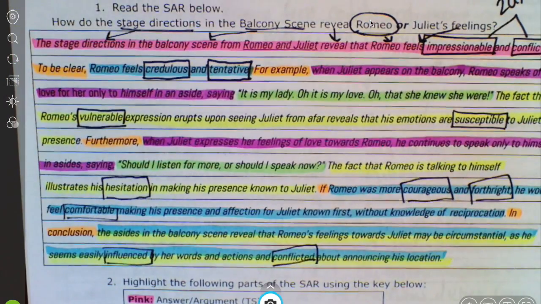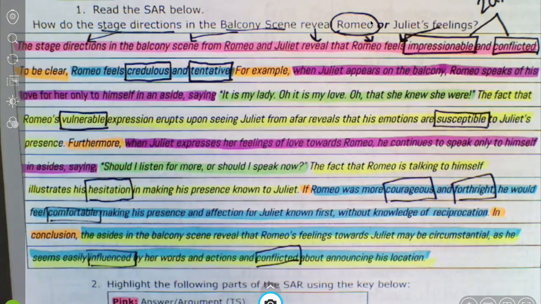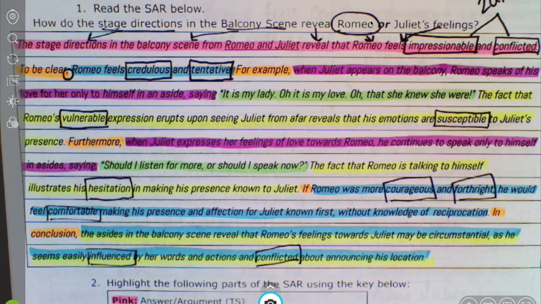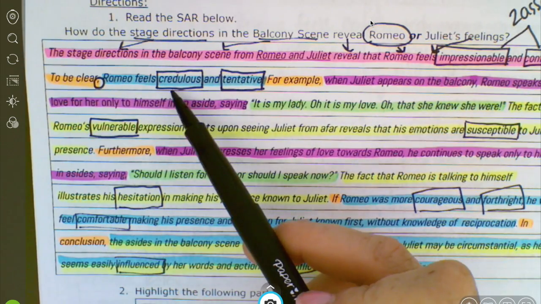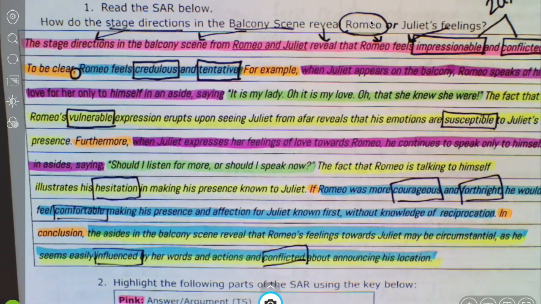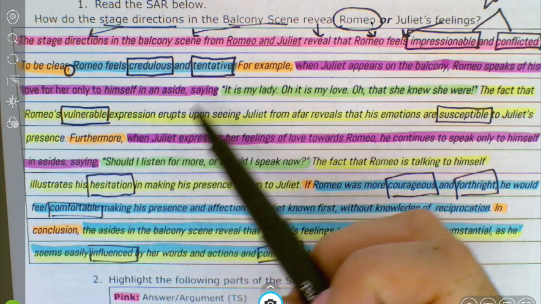So the next sentence starts with the words "to be clear." We know that that is our transition into our clarification sentence. So you can see that I've highlighted it in orange. A good way to find your transitions is all of your transitions should have a comma at the end of them. Alright, so it says "to be clear," and then in blue I have highlighted my clarification to my answer, which is that Romeo feels credulous and tentative. Now I know that these are big words, so I will show us what that means here in a second. Alright, so he feels credulous and tentative.